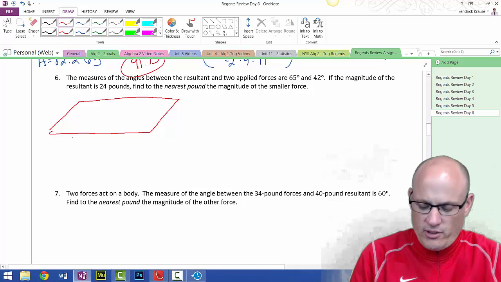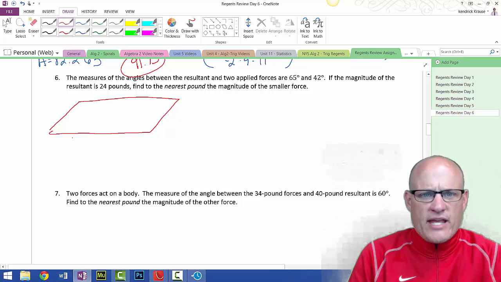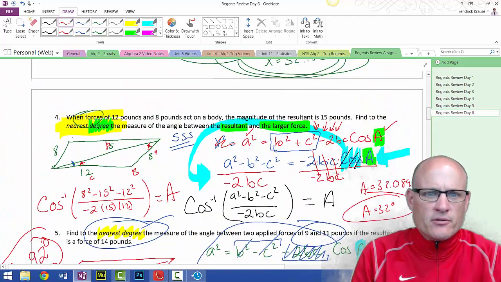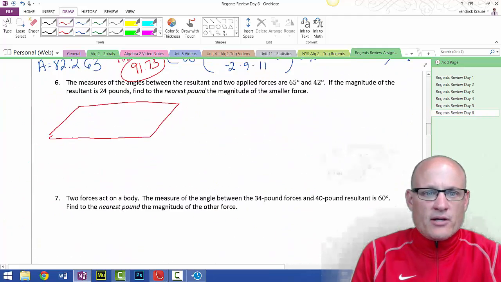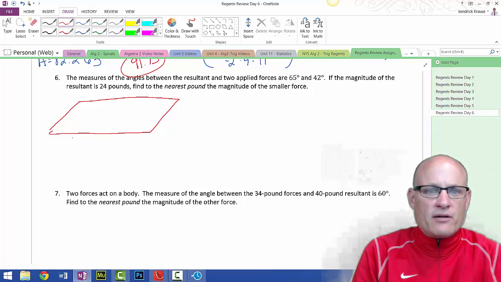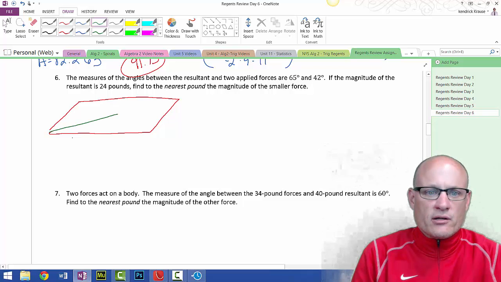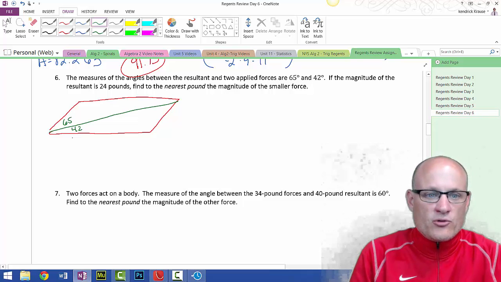So, let's see here. What do we have going on? The measure of the angles between the resultant and the two applied forces is 65 and 42. That sounds familiar. I didn't do that already, did I? Oh, no, it's 25 and 38. Okay. So the measure of the resultant and the two applied forces. So let me get that resultant in there. I'm going to put the smaller one down here and 65 here. Those add up to 107. That makes this then 73.